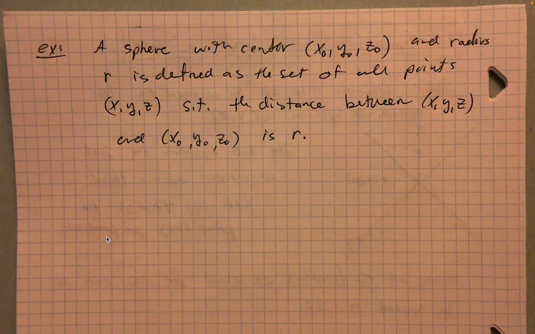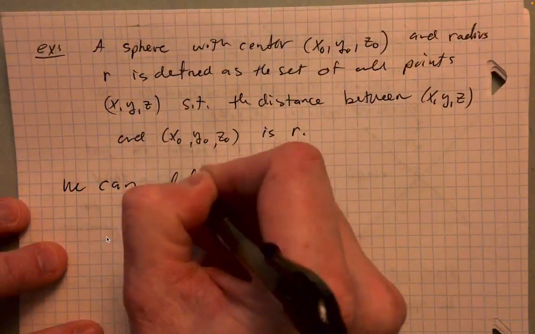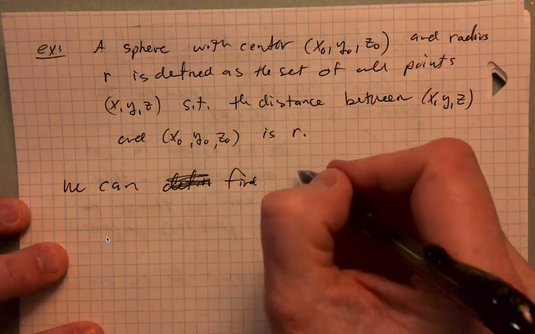So this is kind of similar to what we talk about with the circle, right? We say the circle with center x, y and radius r is defined to be the set of all points x, y such that the distance between the center and the edge is r, right? So it's very similar here, except it's just got that third coordinate in there. So using this, we can find the standard equation of a sphere.